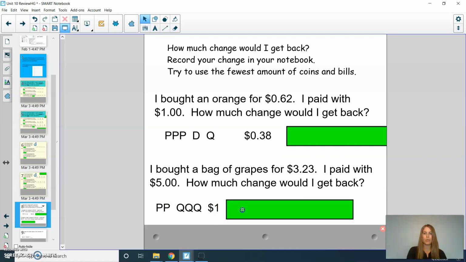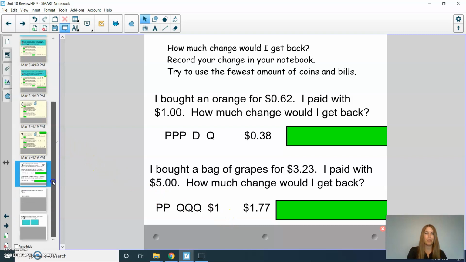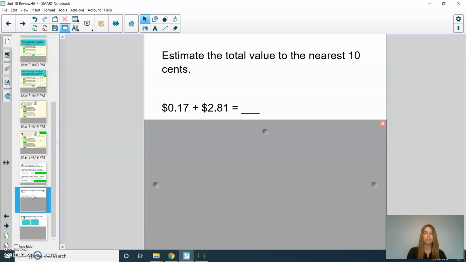So if I'm at $3.23 and I add 2 pennies, then I'm at $3.25. Then I know from 25 I can start adding quarters. So another 25 would get me to 50, another 25, 75, and then my third quarter would get me to $1. So this amount of change would put me at $4. Then adding one more dollar would get me to $5. So the amount of change that I would have back would be $1.77. Boys and girls, if you want more practice with this, you can make up more problems on your own before moving on.